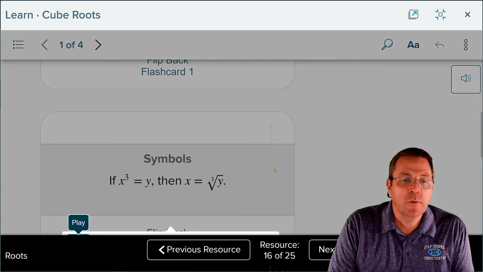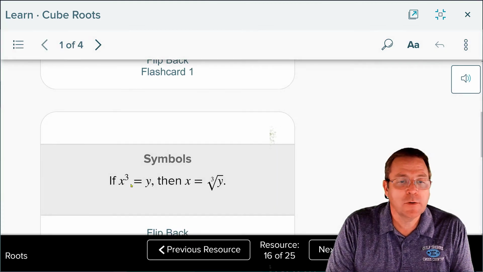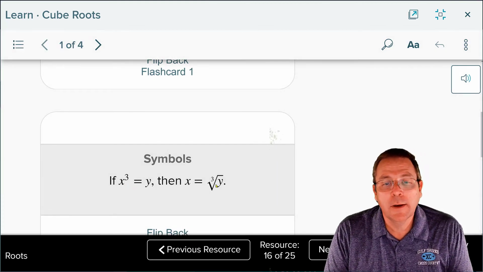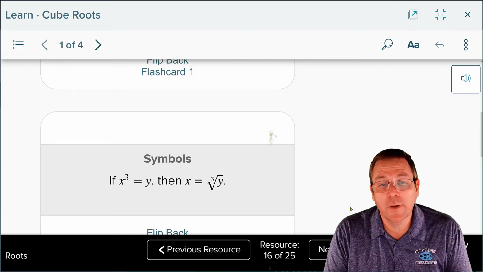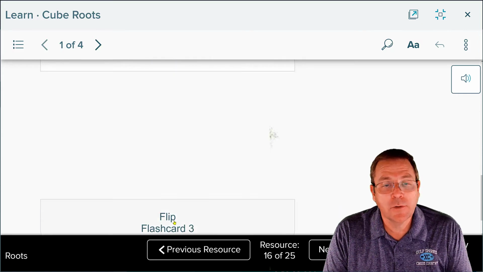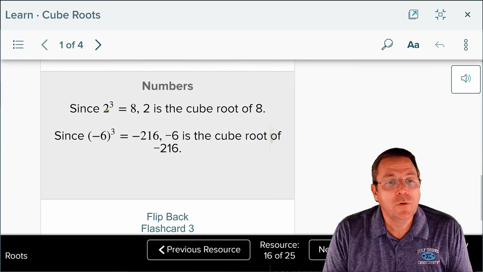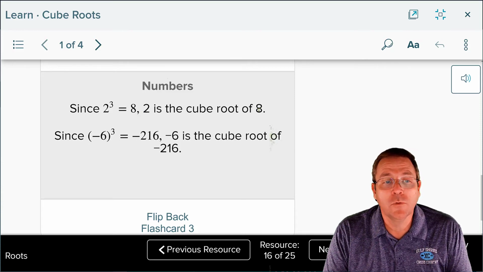Given with symbols, that means that if x cubed is equal to y, then x is equal to the cube root of y. Notice how they have that little 3 up there in the crook of your radical sign? And then applying that to actual numbers, 2 cubed is equal to 8. So 2 would be the cube root of 8.